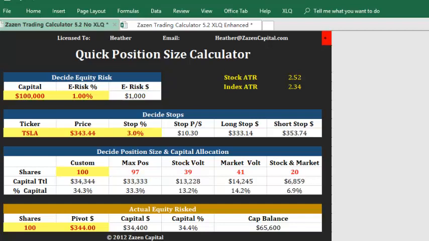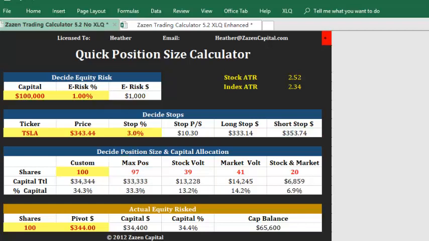There's many ways to calculate position size, and quite frankly, most of them are terribly boring. This next section addresses volatility and position sizing. So given the amount of capital you want to risk, and the size of your stop, and the price of the stock, the maximum number of shares that you could get without introducing the concept of volatility would be 97 shares.